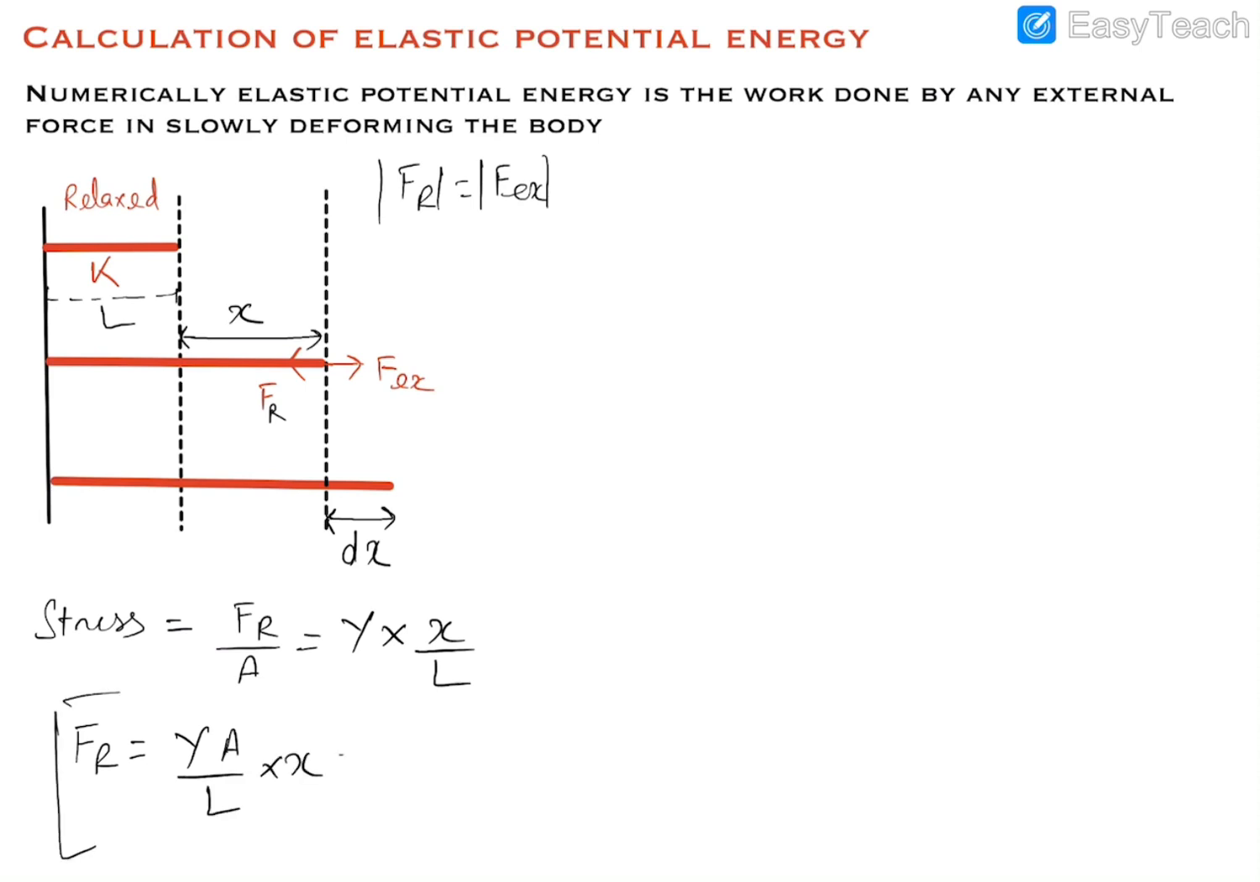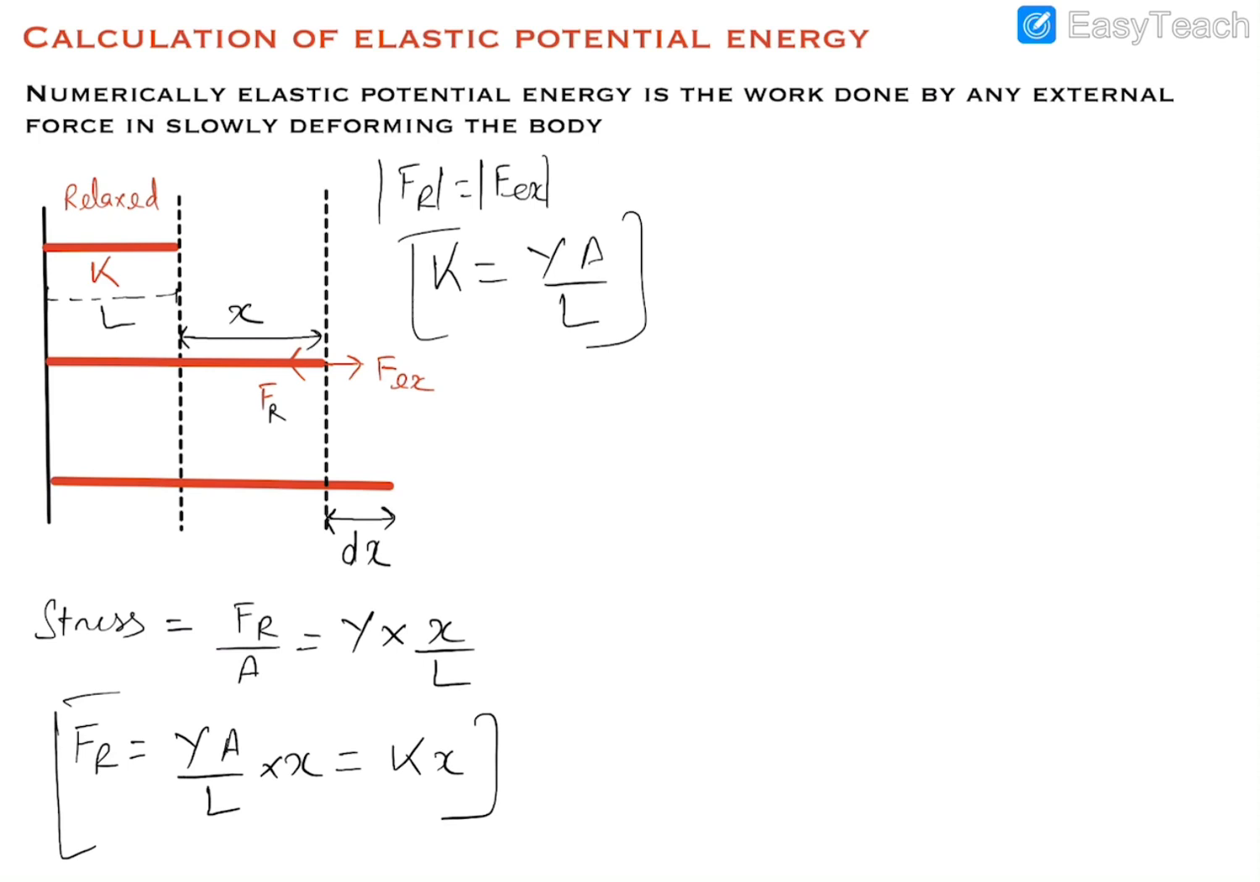So if we compare this force with the spring force which we have already discussed in mechanics, that it was F is equal to kx, then we can also derive a fact that K, the spring constant, is equal to gamma A by L. Okay, so this is also a conclusion of this derivation.